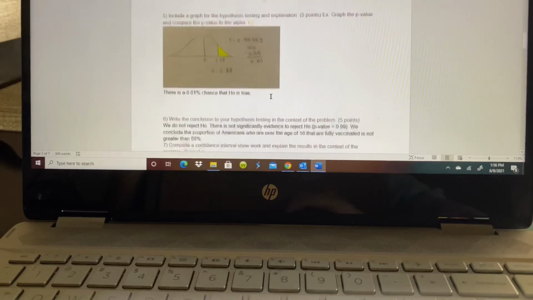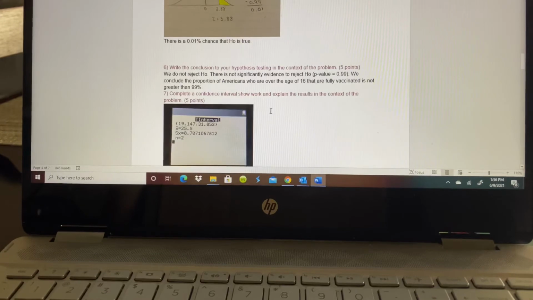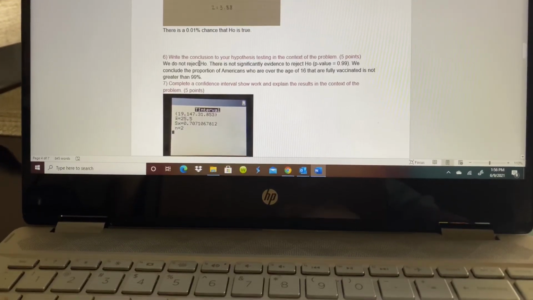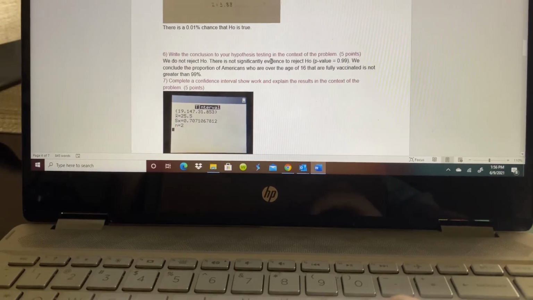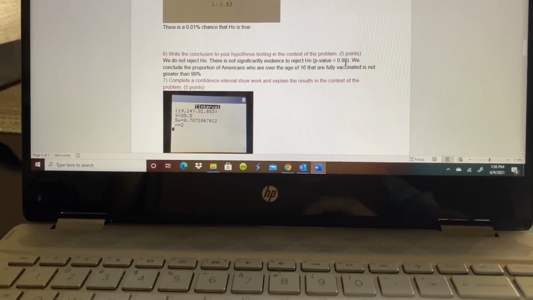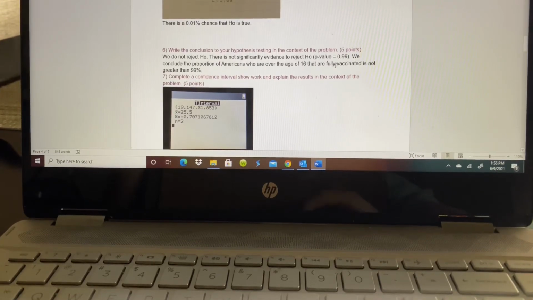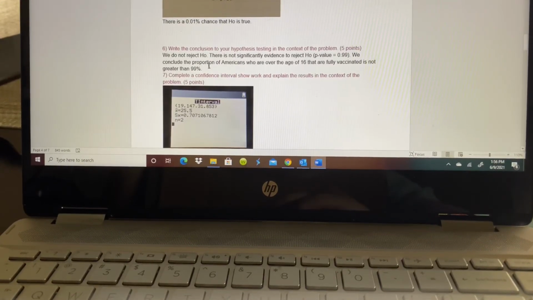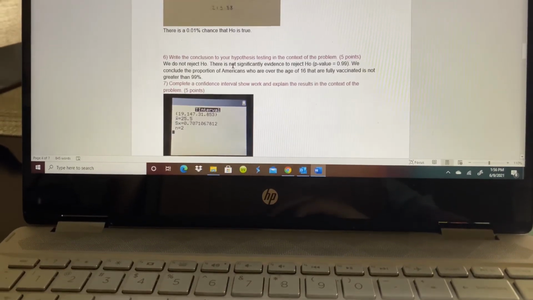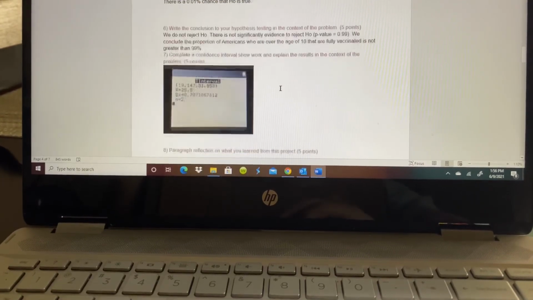26.7% is actually true. So write the conclusion of the hypothesis test in the context of the problem. We do not reject H0. There is not significant evidence to reject H0. P-value equals 0.99. We conclude the proportion of Americans over the age of 16 that are fully vaccinated is not greater than 99%. So we do not reject H0 because HA is greater than H0 and the p-value is 0.99.